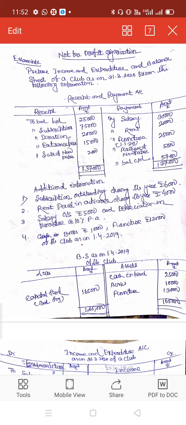That is all for today, and we have to discuss another type of questions related to not-for-profit organization in the next period.